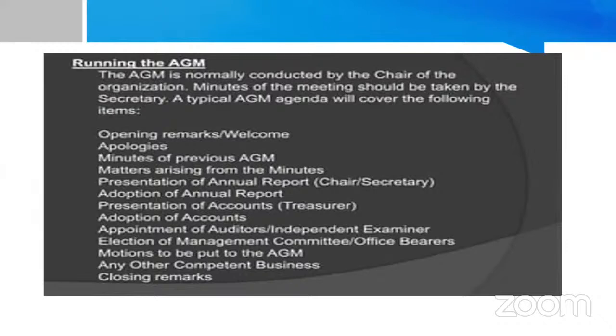One is consideration of the financial statements. Please write down: consideration of financial statements and the reports of the board of directors. Under ordinary business, first is consideration of financial statements and reports of the board of directors.